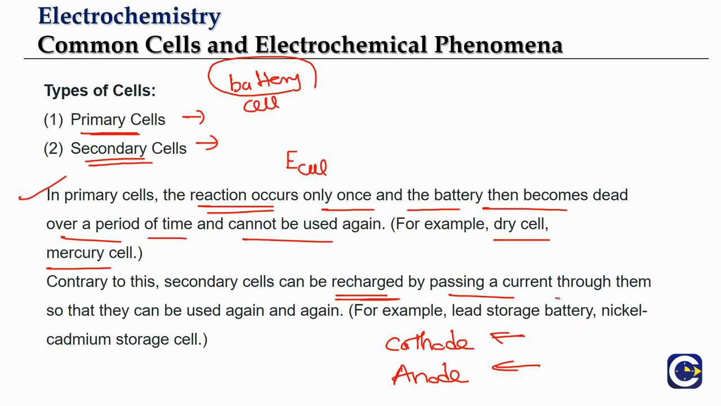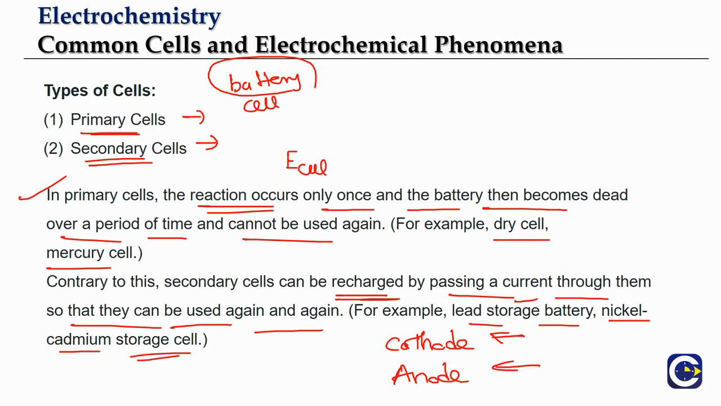And recharging we generally do by using the passage of current. Once the battery is almost over, we can recharge it again. This we commonly observe for the lead storage battery, the batteries used in vehicles, and the batteries used in inverters, all of them are lead storage batteries. Even the nickel cadmium storage cell is also a secondary cell. So what is the difference between primary cells and secondary cells? Primary cells, we can just use once and throw. Secondary cells can be recharged.